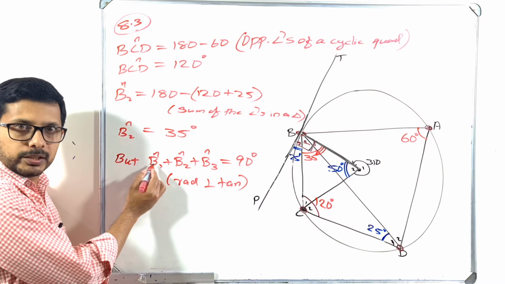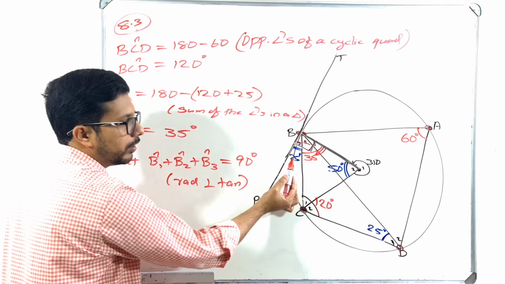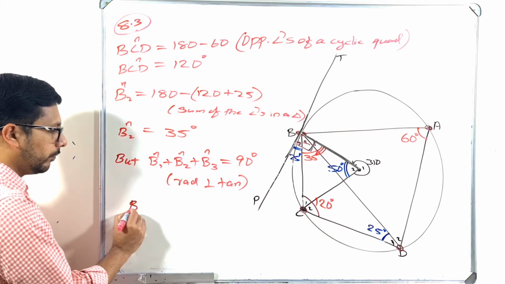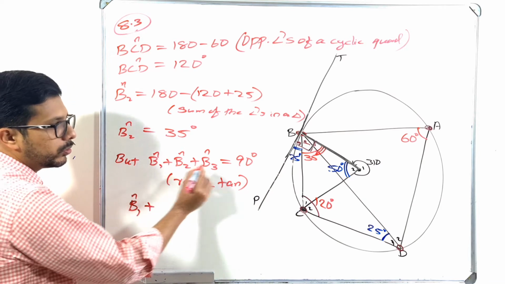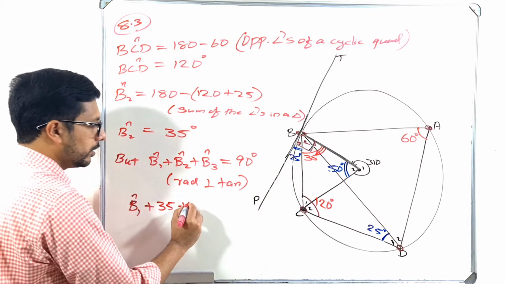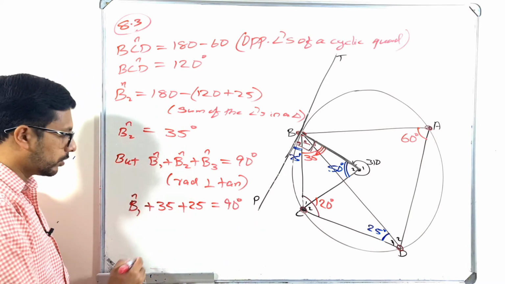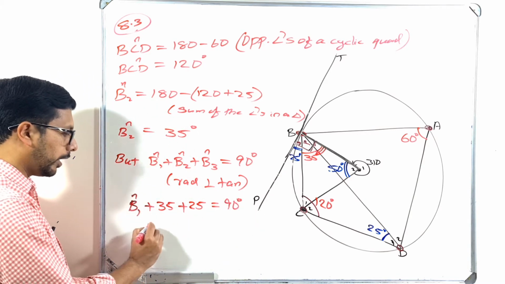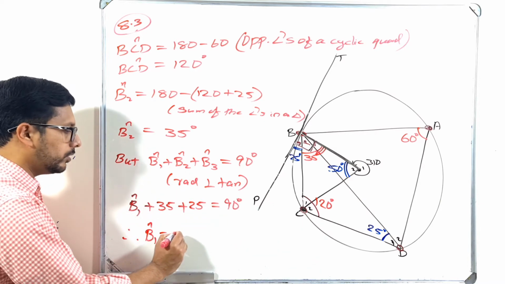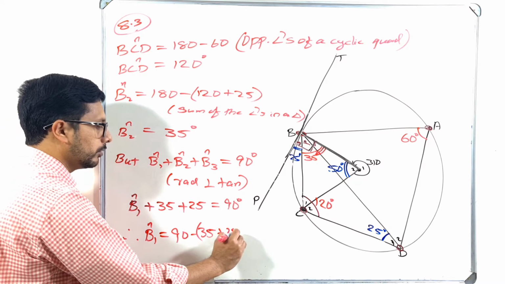B1 we have to find. Am I right? We know what B2 and B3 are. B2 is 35 and B3 is 25. So substitute there: angle B1 plus B2, which is 35, plus B3, which is 25, and the answer is 90 degrees. So from here, what is angle B1? You have to take this to the other side. So 90 minus 35 minus 25.